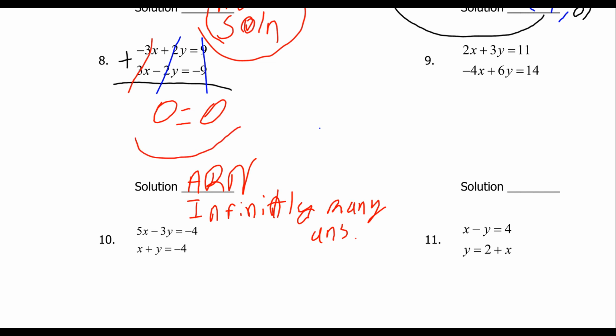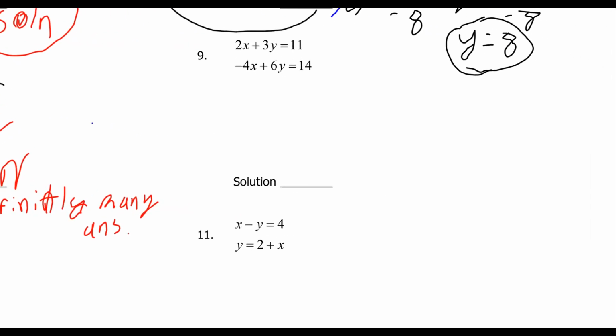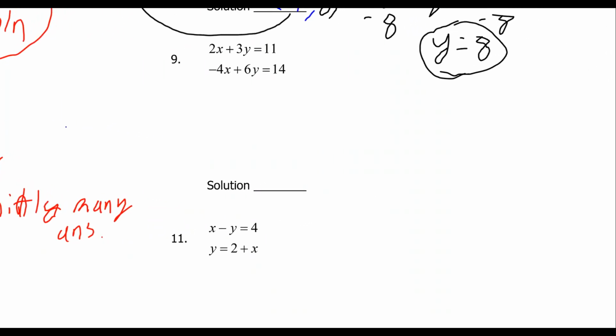Okay, so moving along here. We've got 2x plus 3y equals 11 and negative 4x plus 6y equals 14. Now, here's the thing. I see that my x's line up here, my y's are lined up here, my equal signs are lined up here, and even my constants are lined up here. So what that screams to me is that this is going to be an elimination problem.